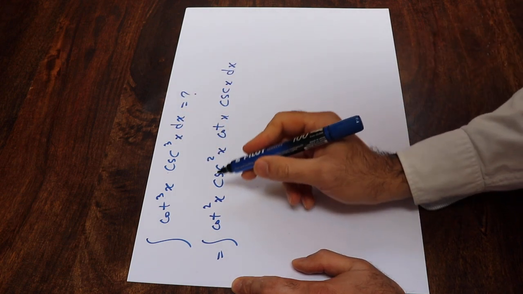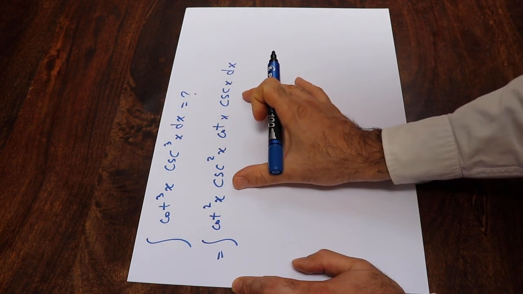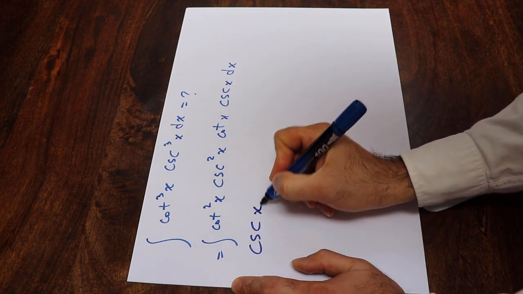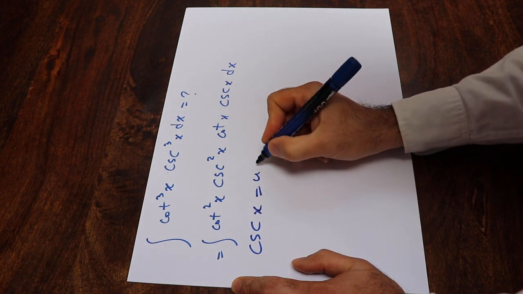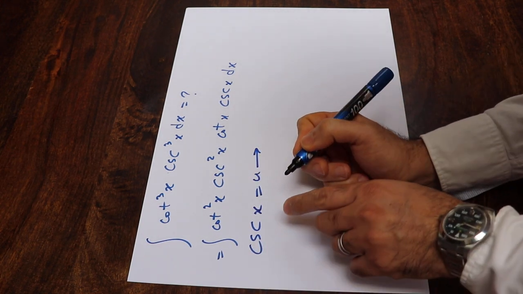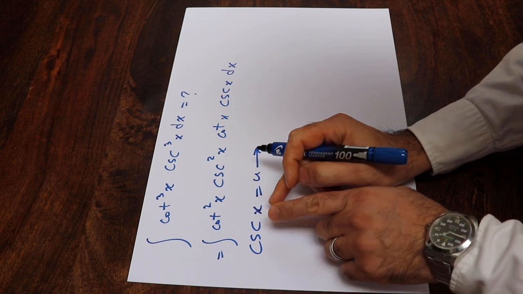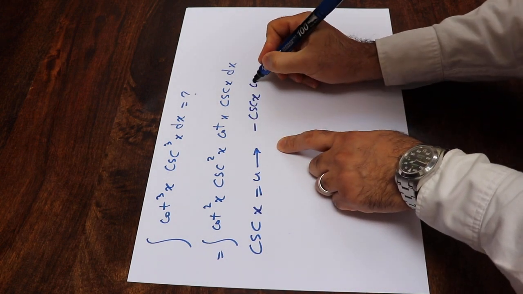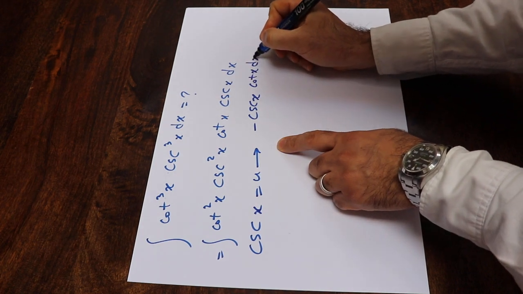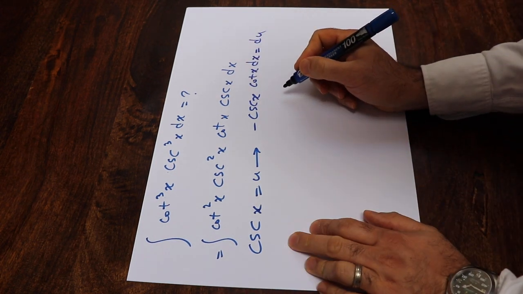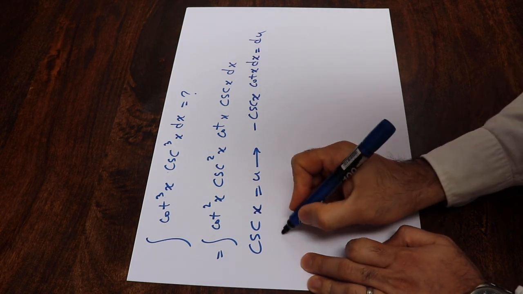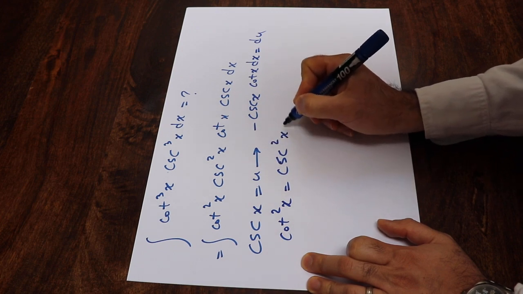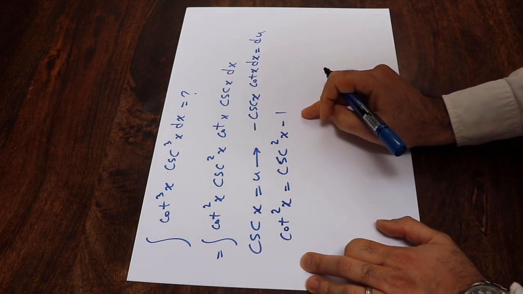Therefore, this integral you can now solve using the substitution rule. If you define cosecant x as u, and take the derivative of each side of this equation, from trigonometry you should know that the derivative of cosecant x is minus cosecant x cotangent x dx, which will be equal to du. Also, from trigonometry you should know that cotangent squared x is equal to cosecant squared x minus 1. This formula you should know from trigonometry.